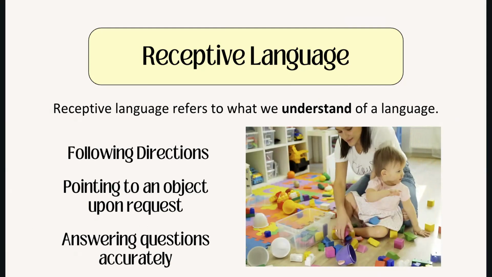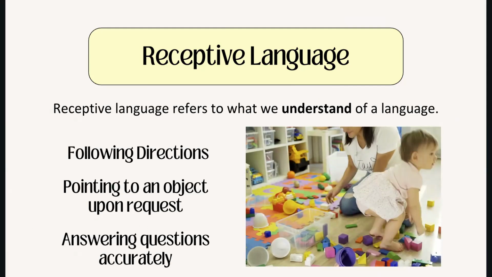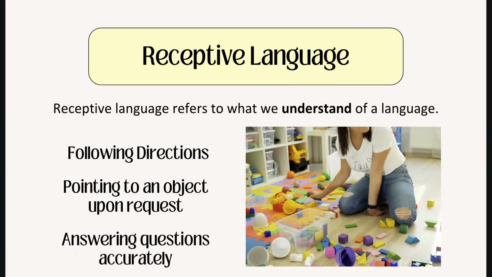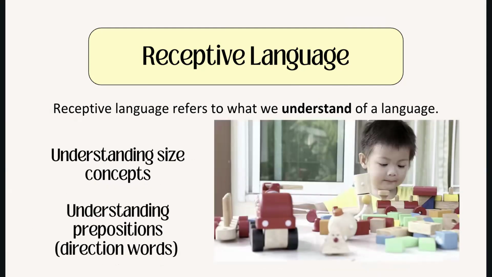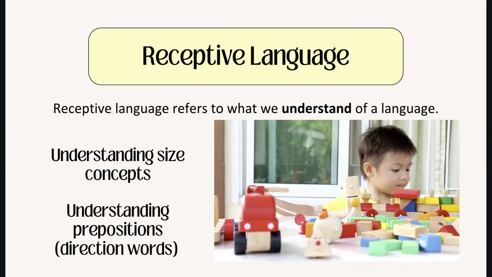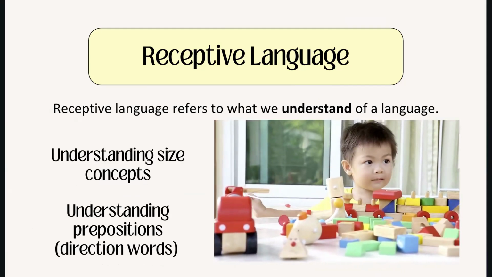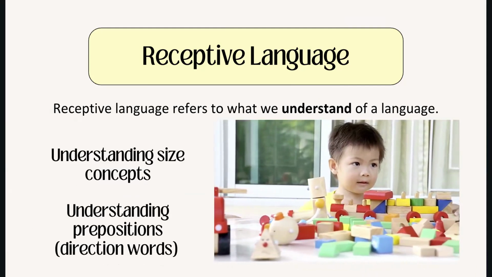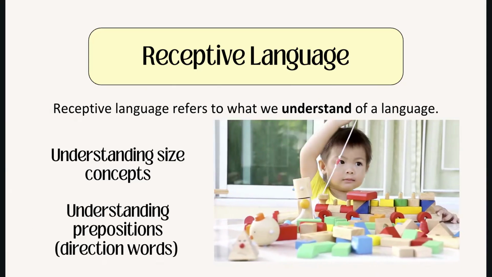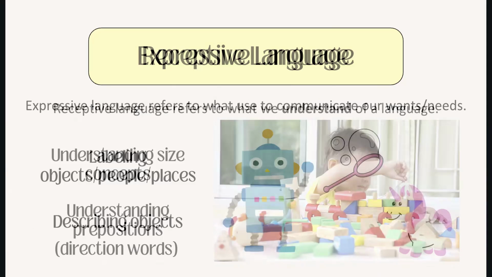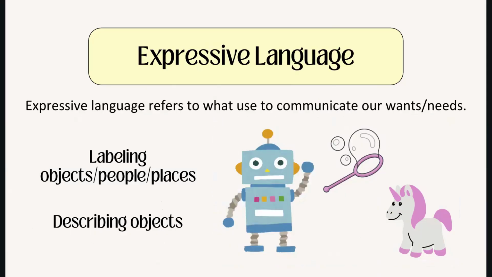Receptive language, we can measure these skills through following directions, pointing to an object. If we ask a child, oh, what color or which block is blue, and seeing if they can identify, or answering questions accurately. That shows us they're understanding the type of question that you're asking. It can also be size concepts, so small and big, and understanding prepositions like in, on, out, off, all of those words too.